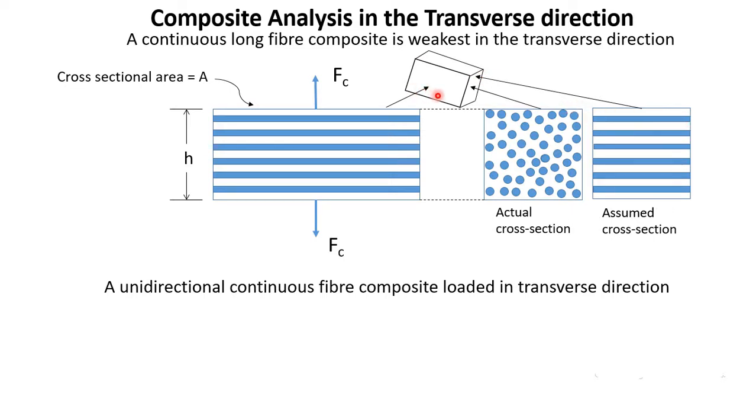Essentially, we have a layer of matrix, then a layer of fiber, then a layer of matrix, a layer of fiber. In this way, it is arranged. So this is the kind of schematic we will use for our analysis.